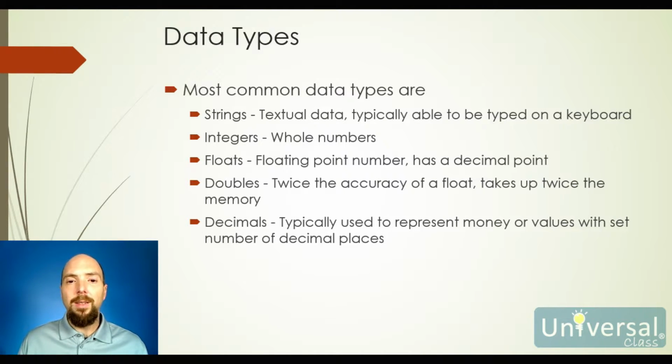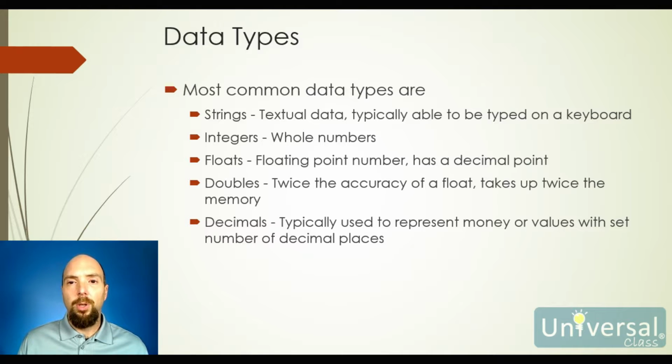The data type is when we declare a variable, we have to tell the system what kind of data is going to be stored in that memory location. The most common types are strings, which are textual data. These are typically something that you're going to type on a keyboard. It could be just two sets of double quotes, which means that there's nothing there, but we can specify that it is text. Integers are going to be whole numbers.